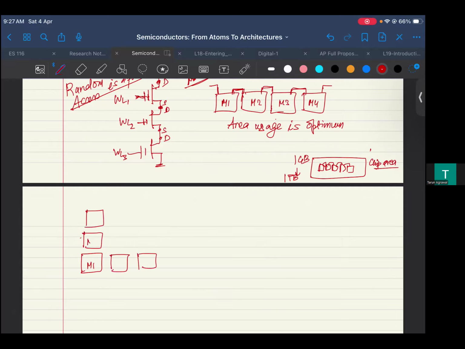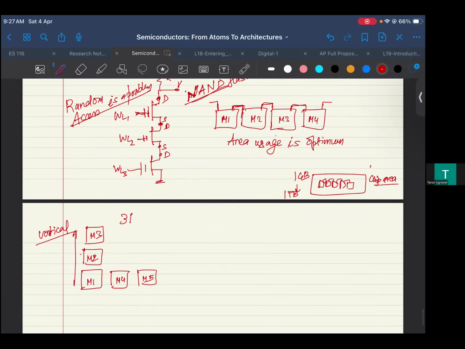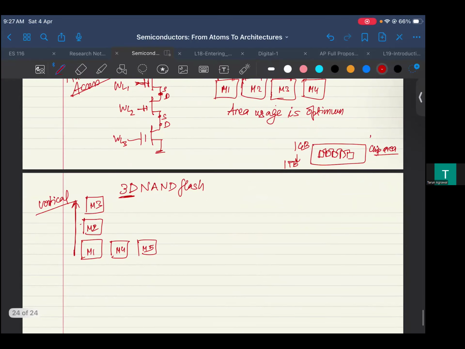So let's say this is M1, M2, M3, this is M4, M5. So these are my transistors in the vertical direction. If I can stack them, then that would be beautiful to scale the density. This is the direction the industry went, and this is known as 3D NAND. If you've heard of 3D NAND flash, that means we are talking about 3D, using the vertical direction, and NAND flash, obviously you saw the operation.